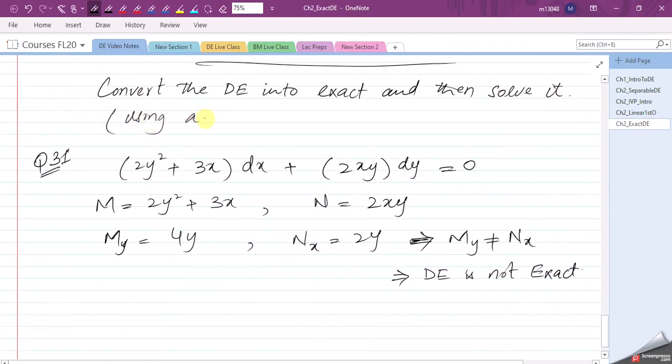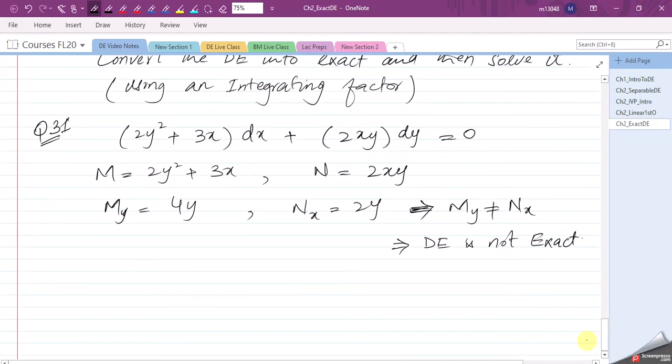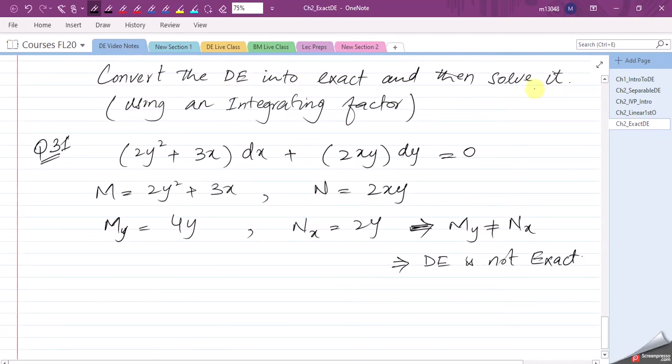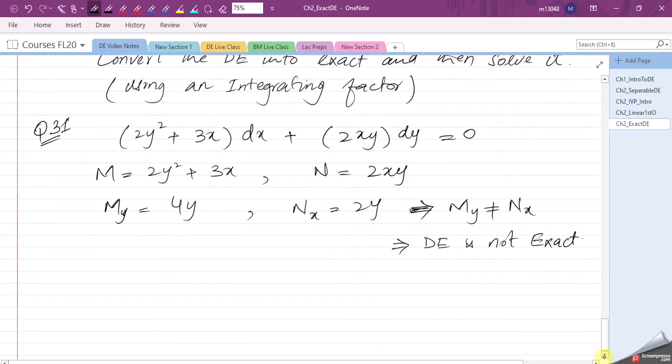Using an integrating factor. Where did we hear the word integrating factor before? In linear equations, we have used integrating factor. This one is almost the same integrating factor, but maybe the formula is different, okay? The approach is almost the same. Okay, so our equation is not exact, but the question says convert the differential equation into exact and then solve it. So how do we convert the differential equation into exact?